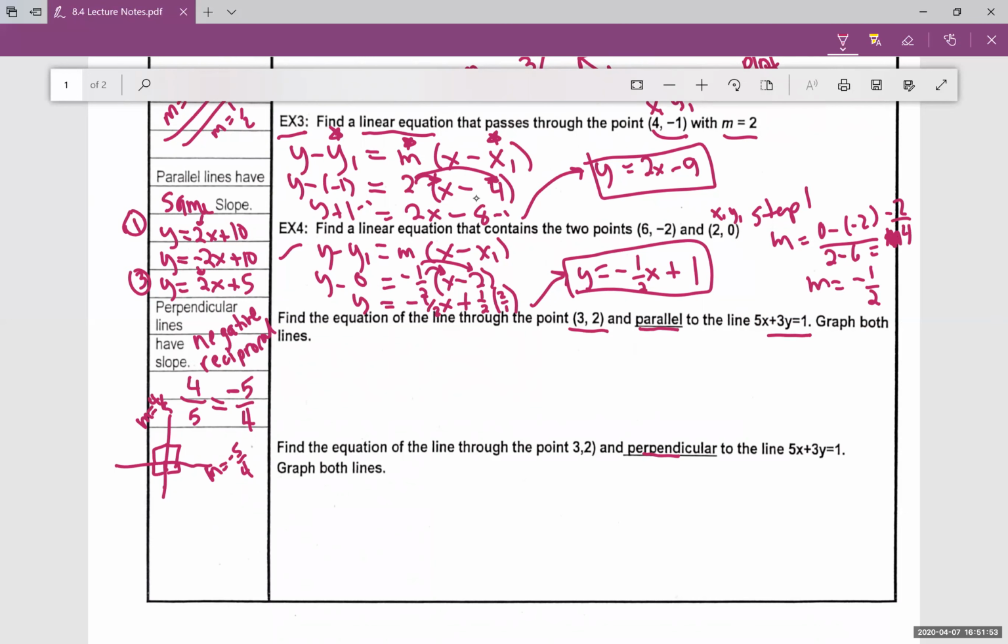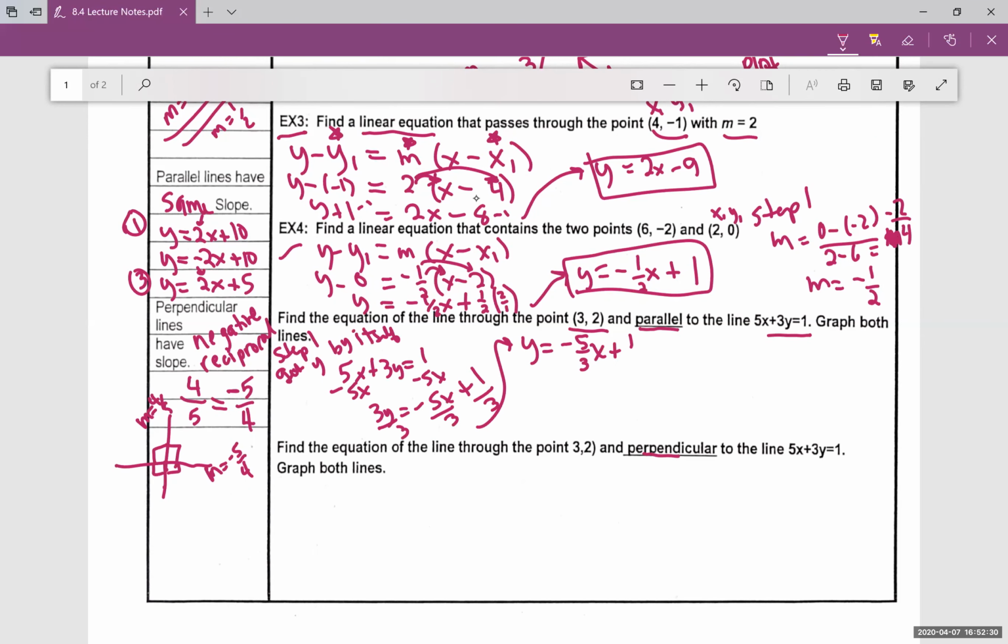Okay, well here's the thing. I cannot see what the slope is yet. I'm going to get y on a side by itself so I can actually see what the slope is. So step 1 here, get y by itself. So 5x plus 3y equals 1. So I'm going to go minus 5x, minus 5x. So now I have 3y equals negative 5x plus 1. Divide every single term by 3. And I have y equals negative 5/3 x plus 1/3.